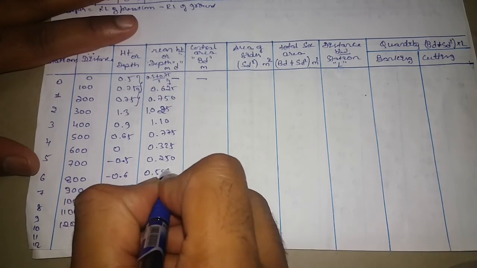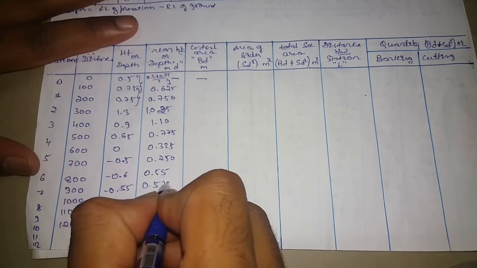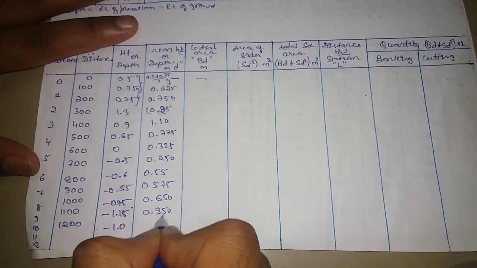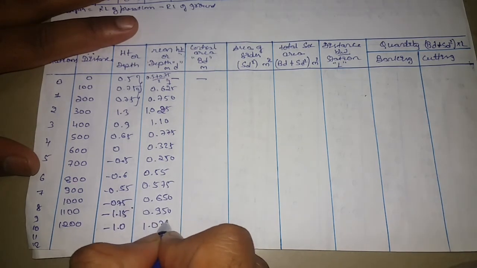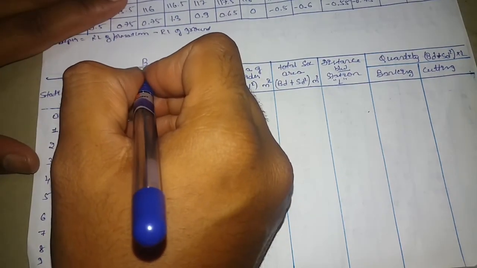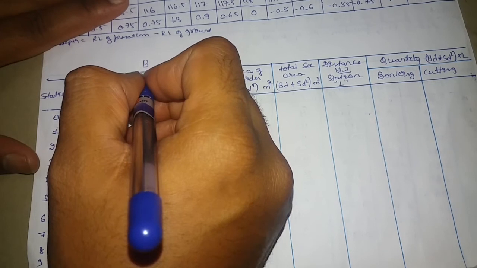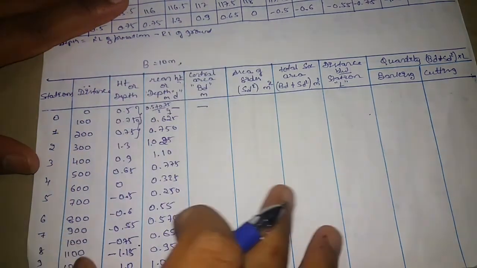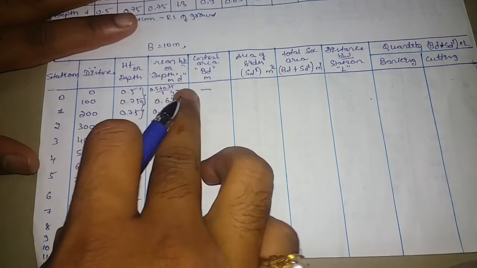Then this will be 0.55, this will be 0.575, 0.650, 0.950, so 1.075. So now you got this D. Now what is the breadth? What is the width of the formation? That is clearly mentioned: the formation width of the road is 10 meters. So you need to multiply these values with 10.